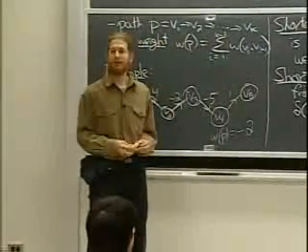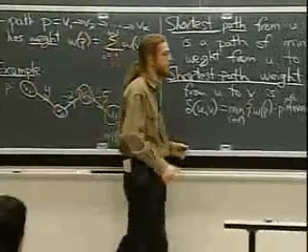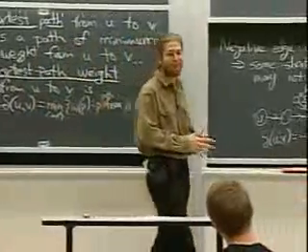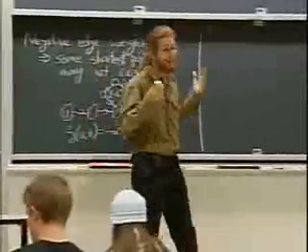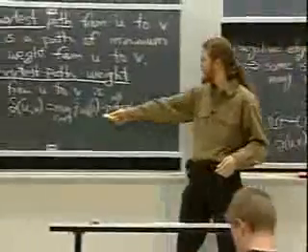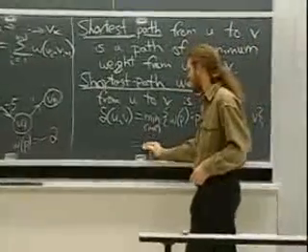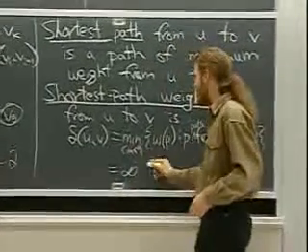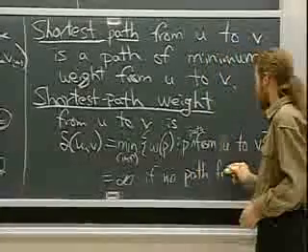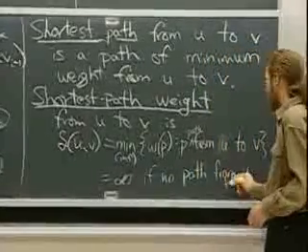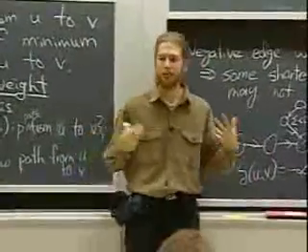But when else might shortest paths not exist? So this is one case, but there's another. A simpler case. It's not connected. There might not be any path from U to V. This set might be empty. There may be no path from U to V. Here we have to define what happens. Here we'll say it's infinity if there's no path from U to V.